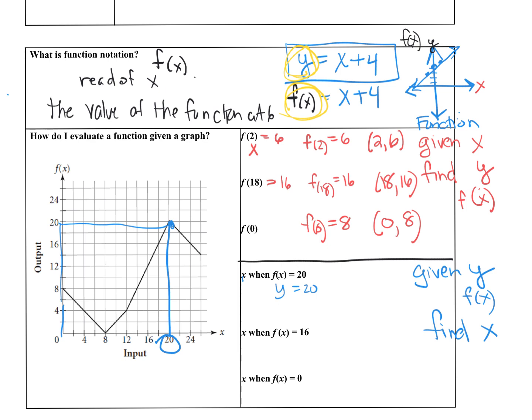And we can write it either with our function notation, the value of the function when x is 20, y is 20, or you can write the ordered pair 20, 20. Okay, let's look at another one here. And so it tells us we want to find the value of x when f of x or y is 16. So I'm going to start here where y is 16.